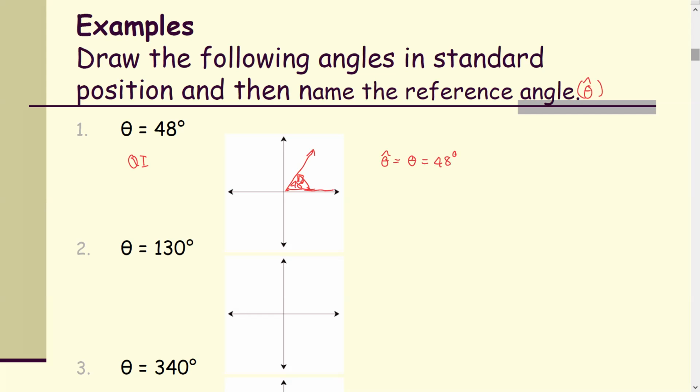Number 2, theta is 130 degrees, which is located in the second quadrant. Therefore, theta hat, or the reference angle, is the difference between this angle and the closest x-axis, which is 180 degrees. So the reference angle is 180 degrees minus 130 degrees, or 50 degrees.